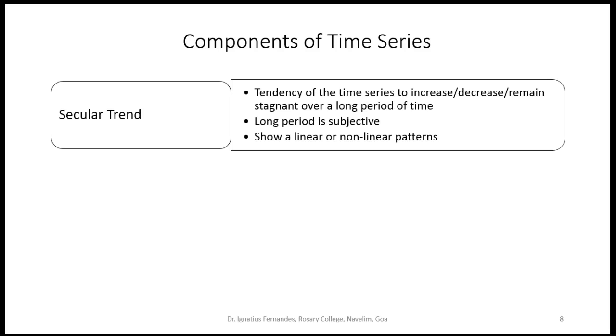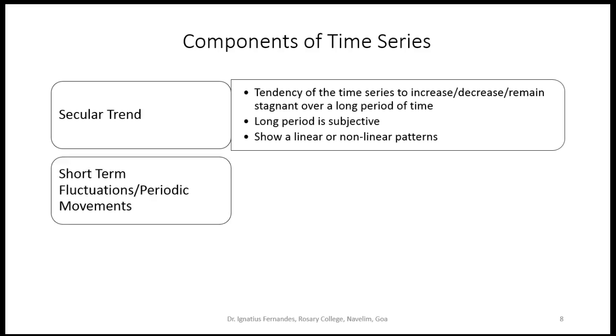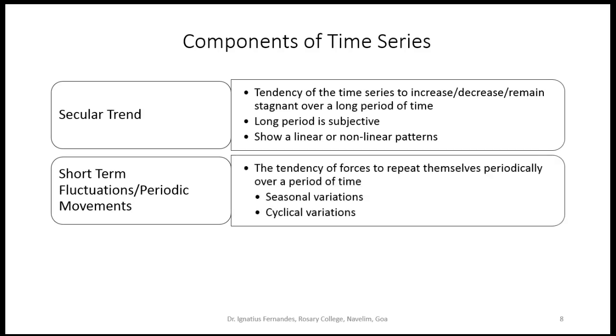And this behavior also tells us whether the behavior here is linear or non-linear. It will tell us what patterns are followed by this particular variable. So one of the components of the time series is when it behaves in a secular form, the secular trend, or sometimes short-term fluctuations or periodic movements. This is when the tendency of the forces is to repeat themselves periodically over a period of time.